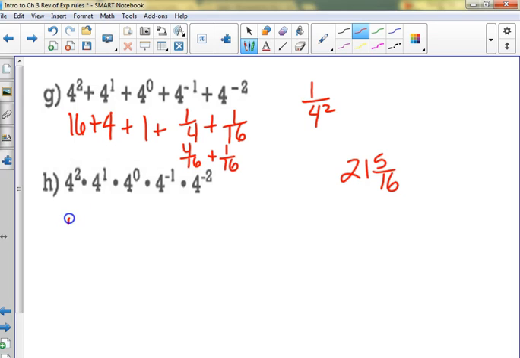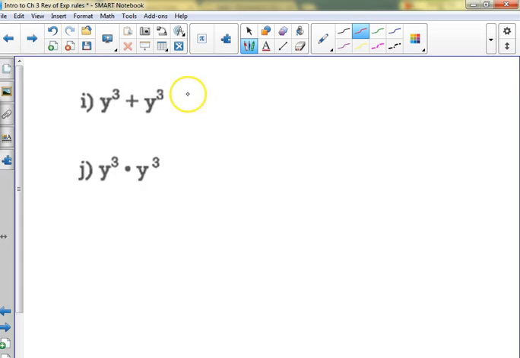What if we're multiplying those numbers, though? Four times one fourth, one. Everybody okay? We're multiplying. So 16 times 1/16 is 1.